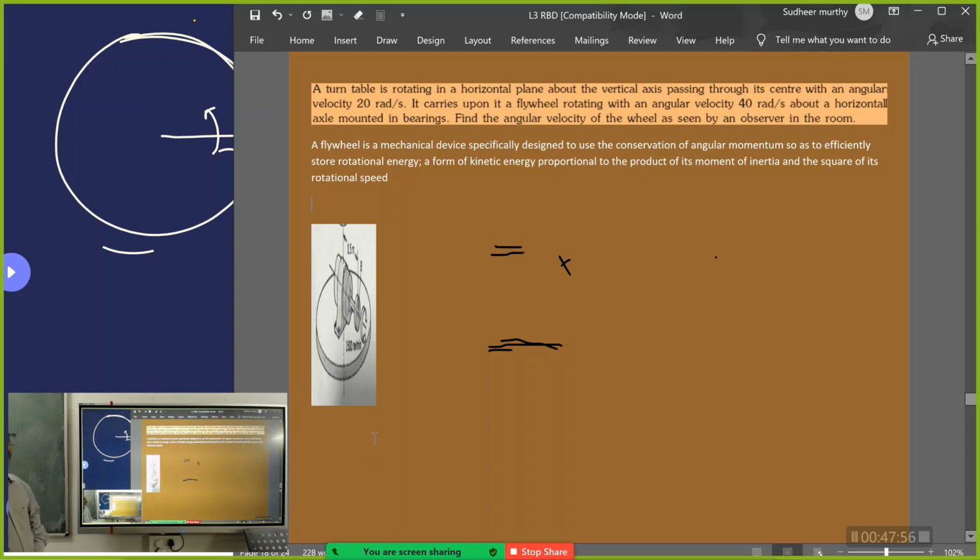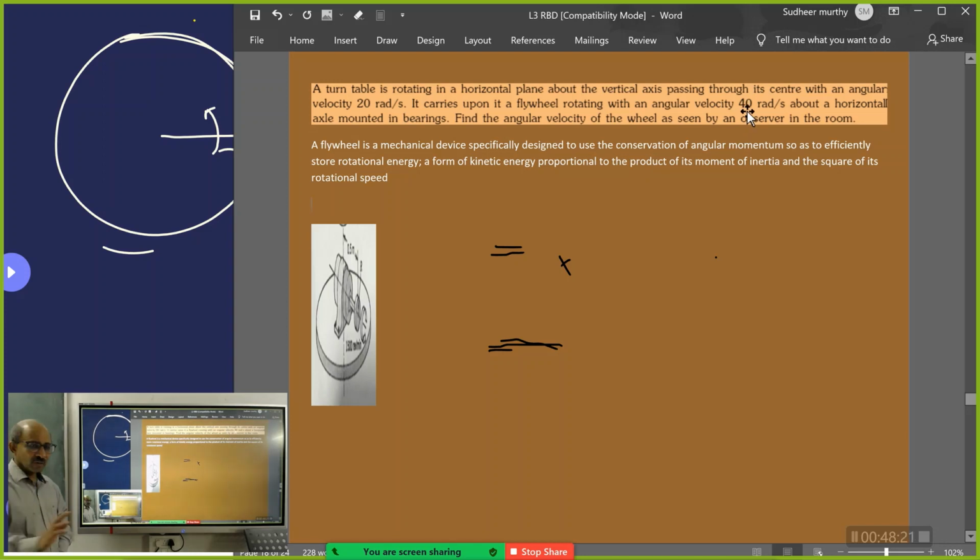A turntable. Turntable means a table which is turnable. It is rotating on a horizontal plane about a vertical axis passing through the center with angular velocity so and so. It carries upon it a flywheel rotating with angular velocity 40 radians per second.